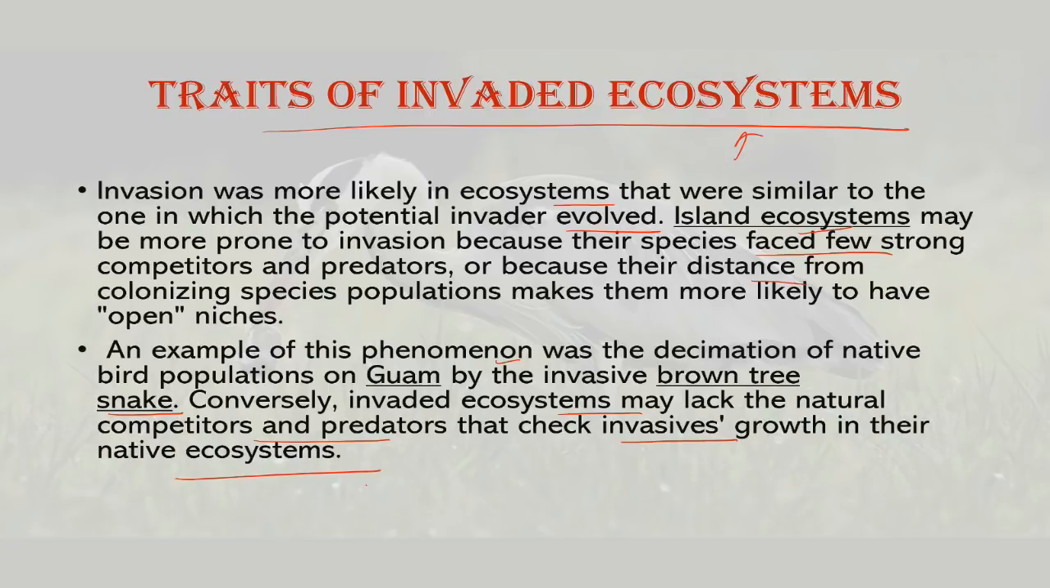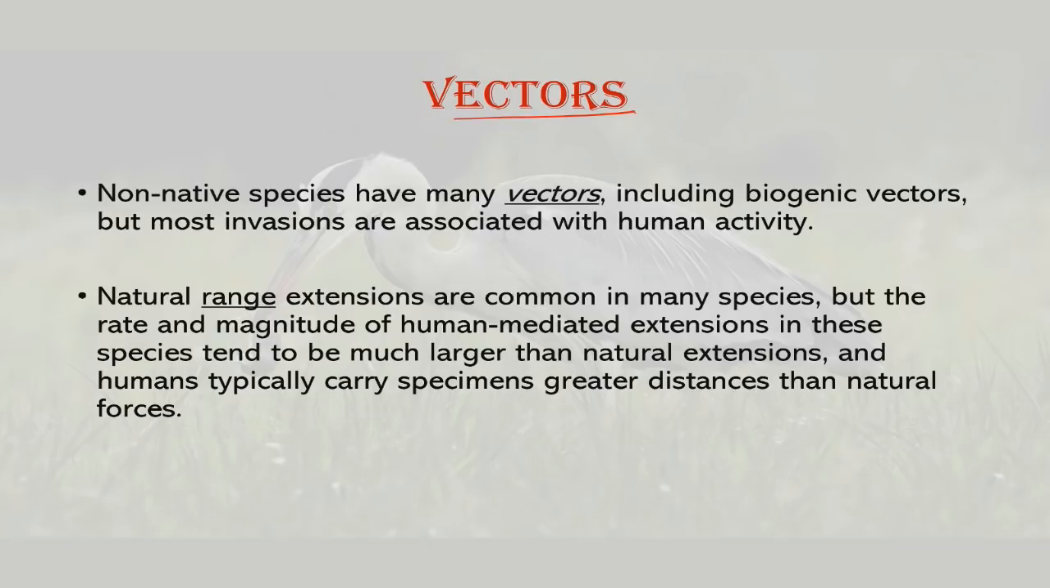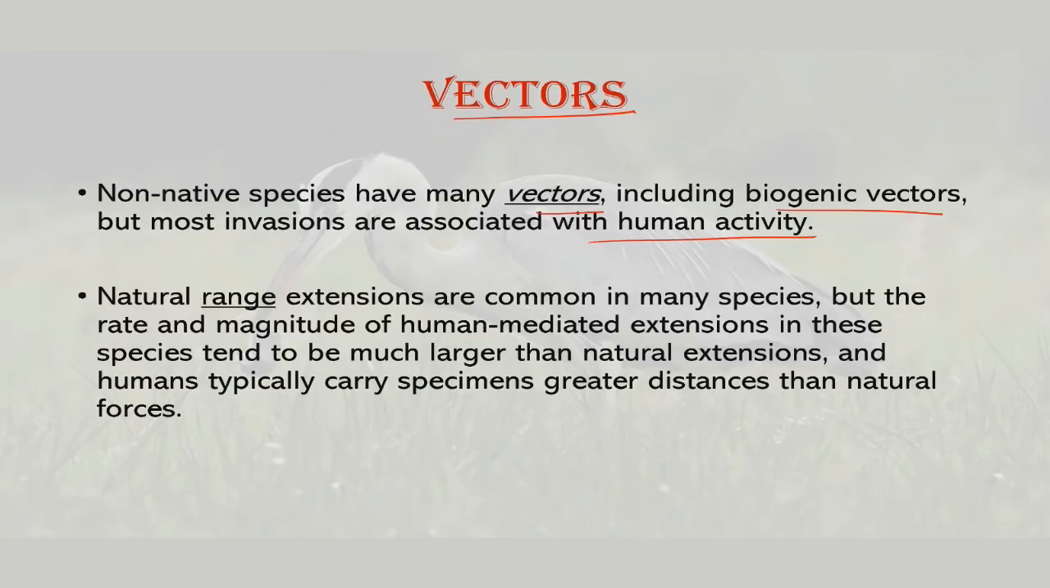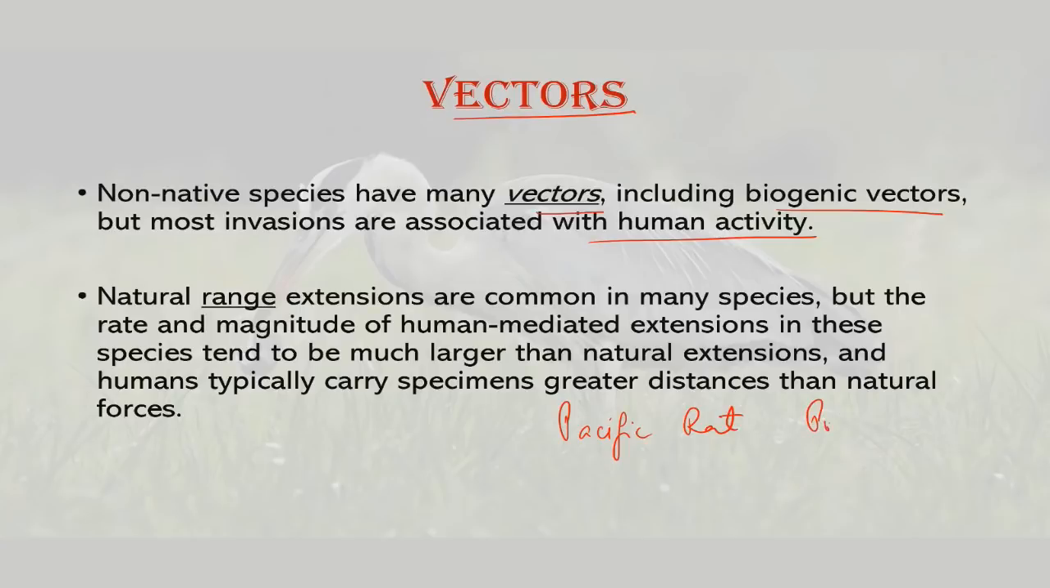Invaded ecosystems may have experienced disturbance, typically human-induced. Such a disturbance may give invasive species a chance to establish themselves with less competition from natives less able to adapt to a disturbed ecosystem. Now coming to vectors. Non-native species have many vectors, including biogenic vectors, but most invasions are associated with human activity. An early human vector occurred when prehistoric humans introduced the Pacific rat. So this was introduced in Polynesia in prehistoric times.